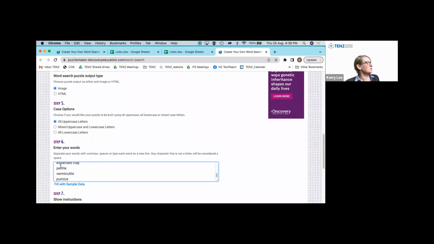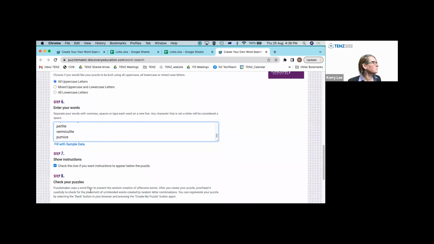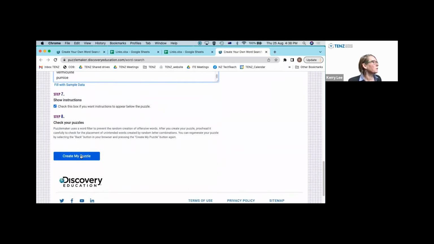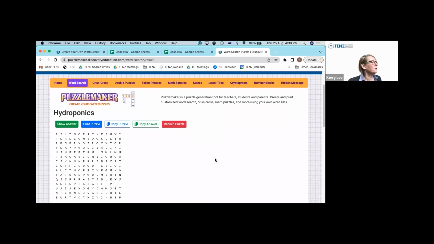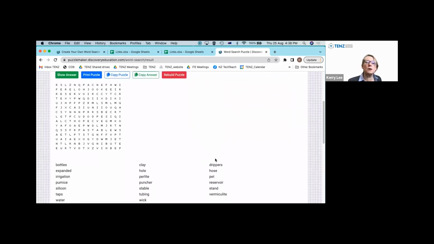So here's my list of words that I've done from that other list. Create my puzzle. There it is there, and there are my words. Ooh. So I can make a word find for my bottom spelling group, for my middle spelling group, for my top spelling group, and it's taken me seconds.